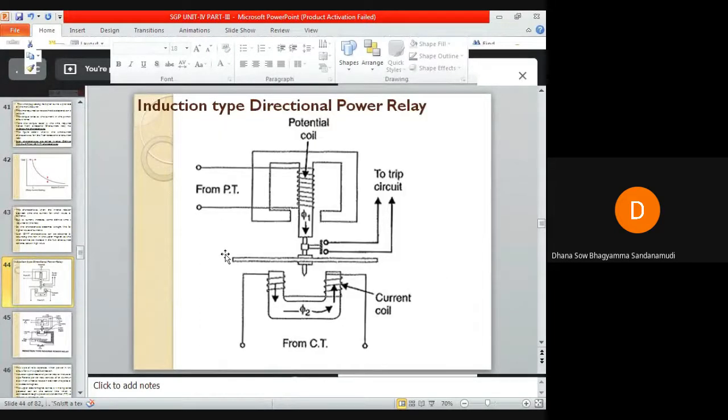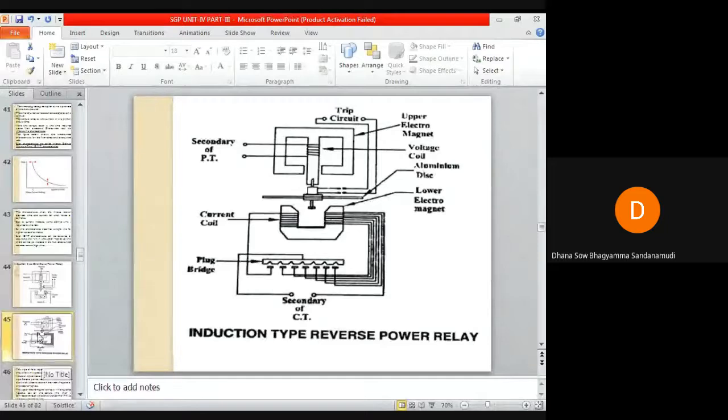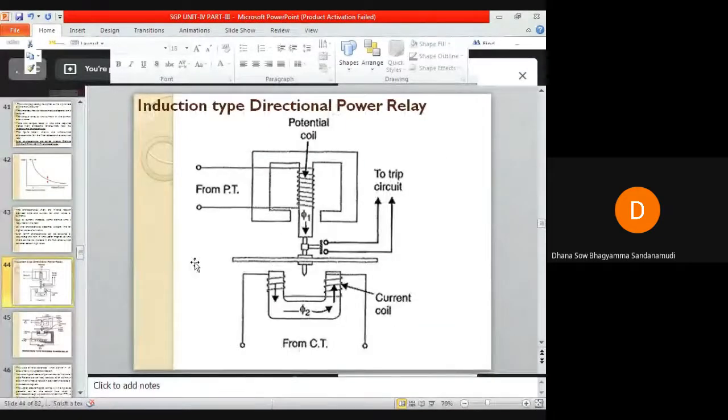Next is the induction type directional power relay. We can even call this induction type directional power relay an induction type reverse power relay. This type of relay operates when power in the circuit flows in a specific direction. So when the power in the circuit flows in a specific direction, then only this relay will operate.